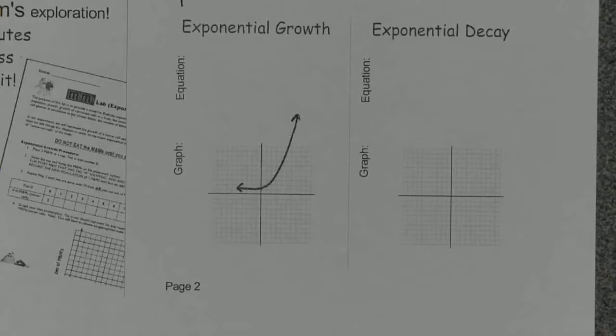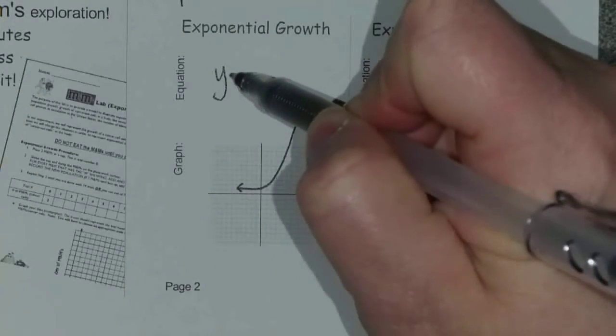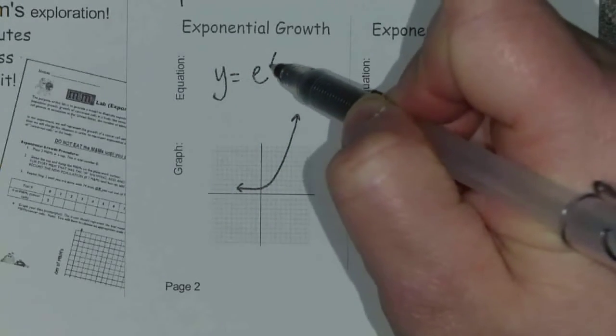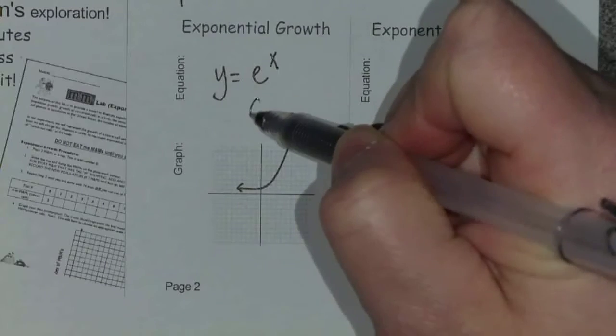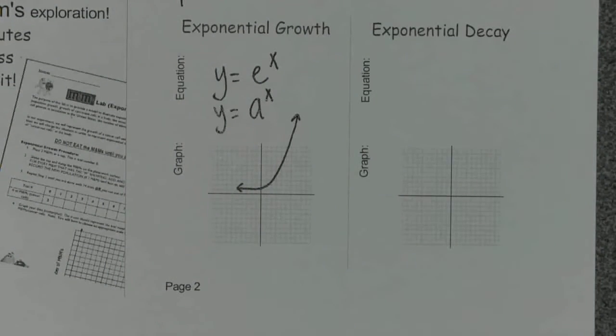Does anybody know what the exponent is when you're doing an exponential growth curve? Does anybody know what that's going to look like? It's going to be like y equals e to the x, or a to the x, or k to the x, or it's going to have a power that's a variable.